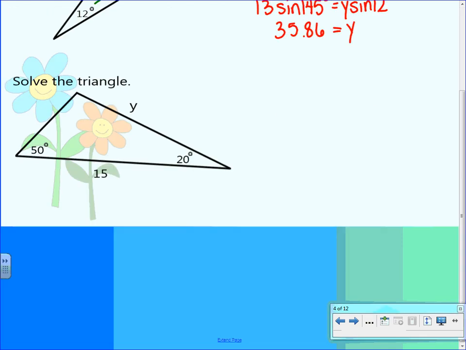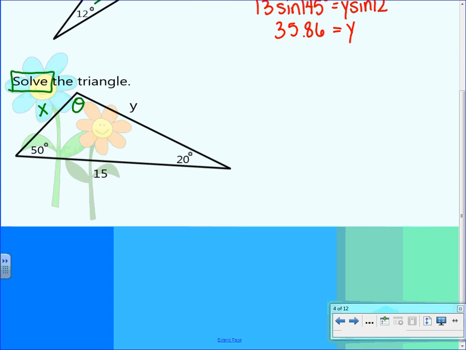Example number 2. This one says solve the triangle. Solve means find everything that's missing, all sides, all angles. So we have a side y that's labeled already. Let's call this guy over here side x. You can call it whatever you want. And then we're also missing an angle, so I'm going to call my angle theta. So x, y, and theta are what I'm solving for in this problem.